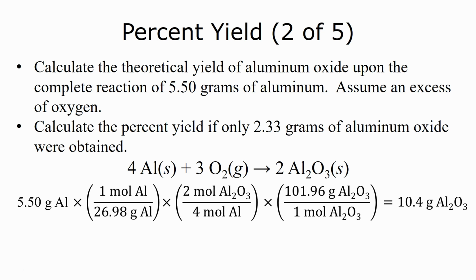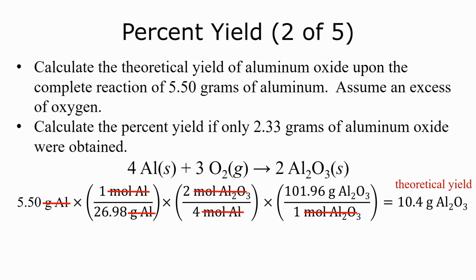So, as with any stoichiometric calculation, we start with the data we've been given. We take the 5.5 grams of aluminum, we convert it to moles of aluminum, and then moles of aluminum oxide, and then convert the moles of aluminum oxide to mass of aluminum oxide. Dimensional analysis checks out when we have 10.4 grams of aluminum oxide. That's the theoretical yield, assuming everything went to completion.